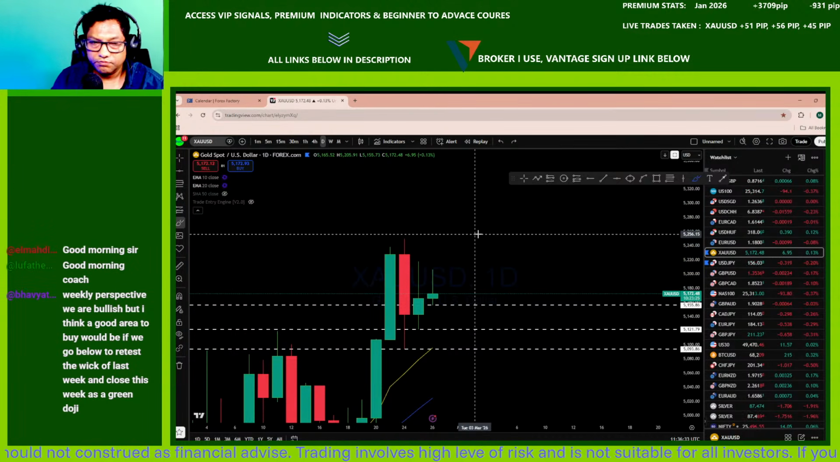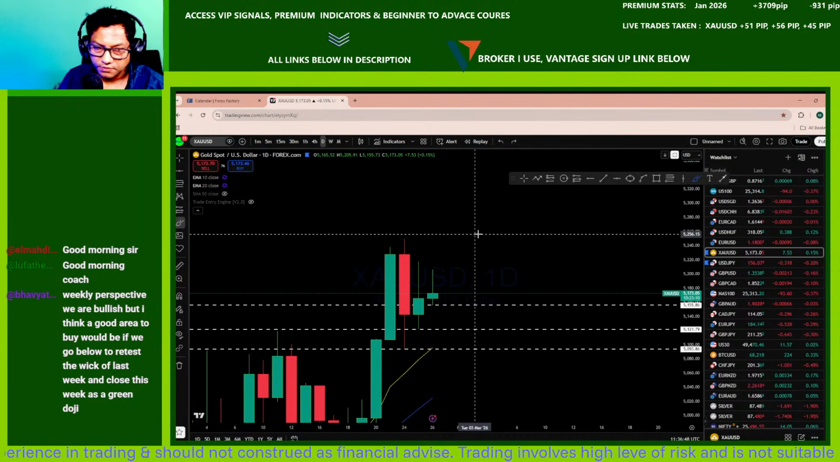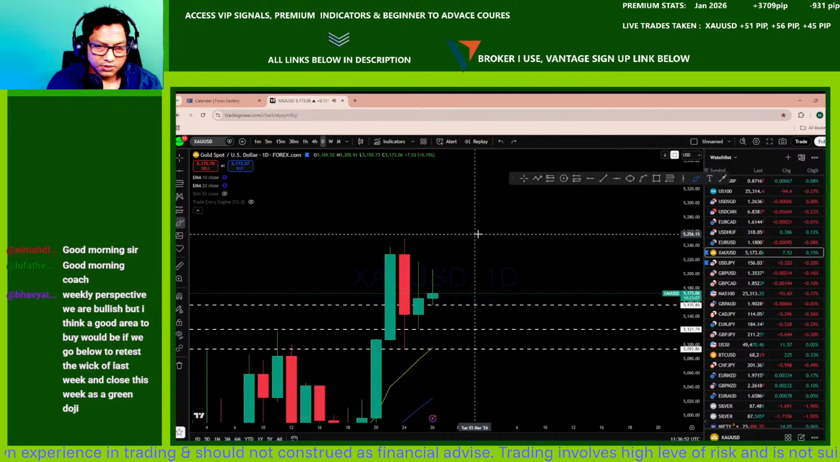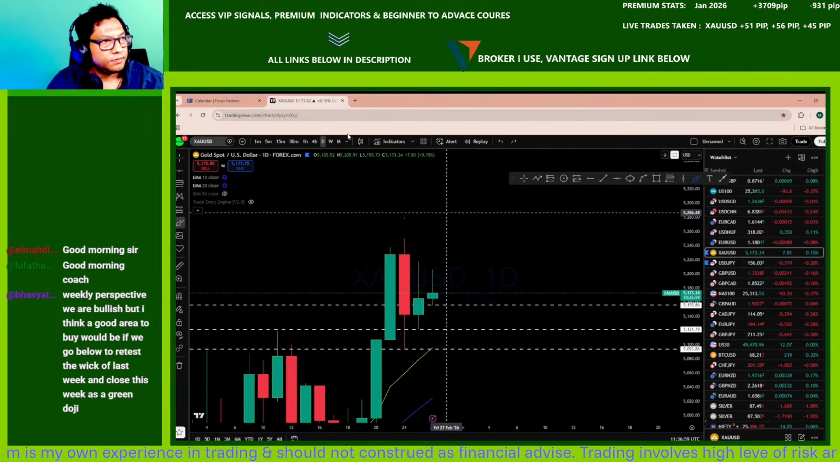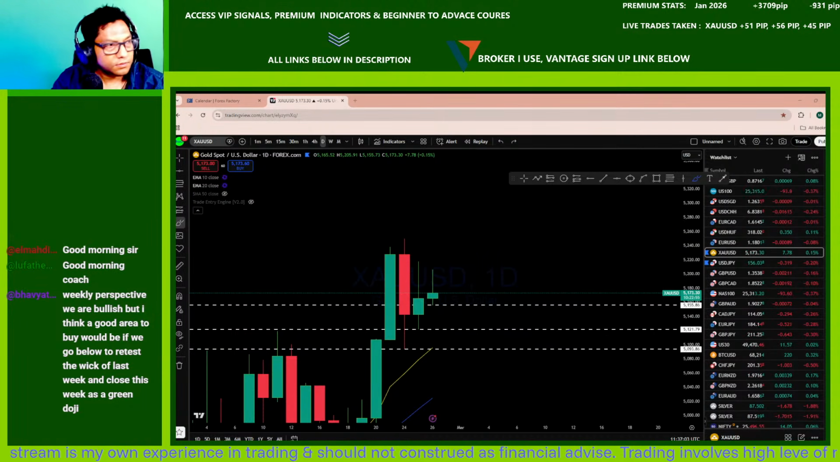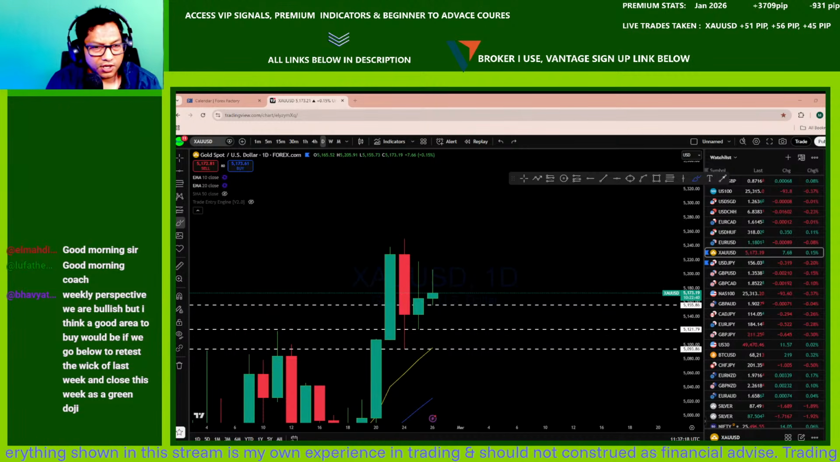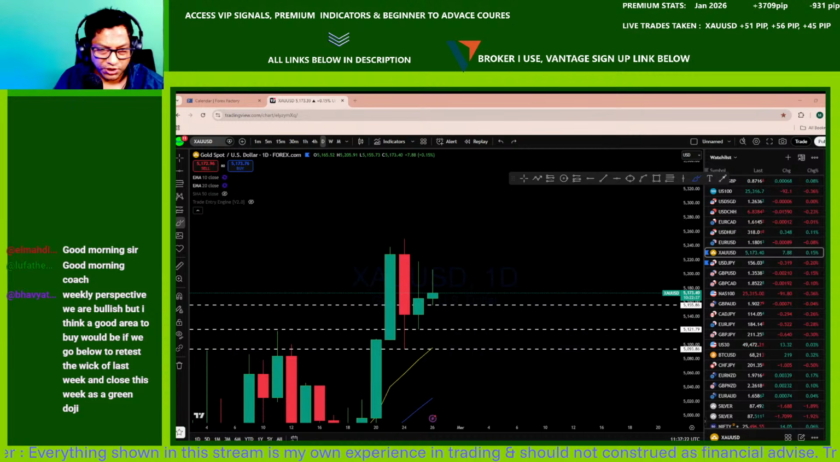Weekly perspective, we are bullish, but I think a good area to buy would be if we go below to retest the week of the last week and close this week as a green doji.